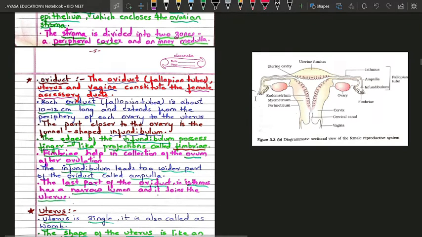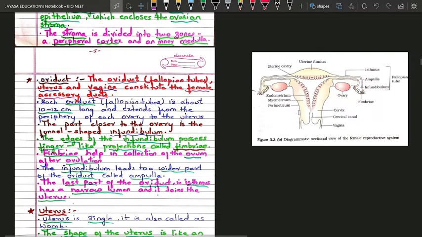So what all are they? One is the fallopian tube, the other is the vagina as well as the uterus. They are called the female accessory ducts.